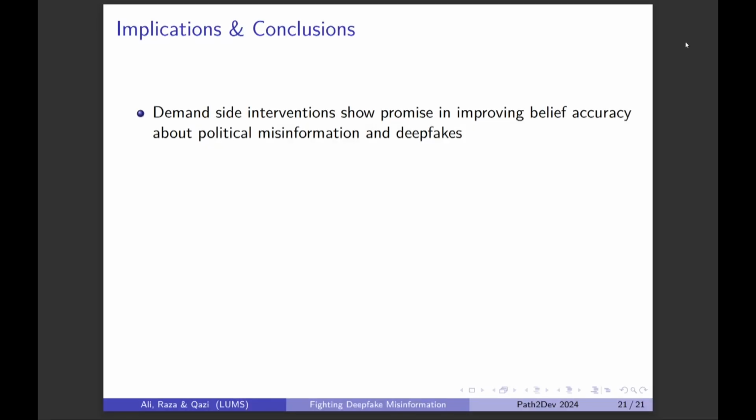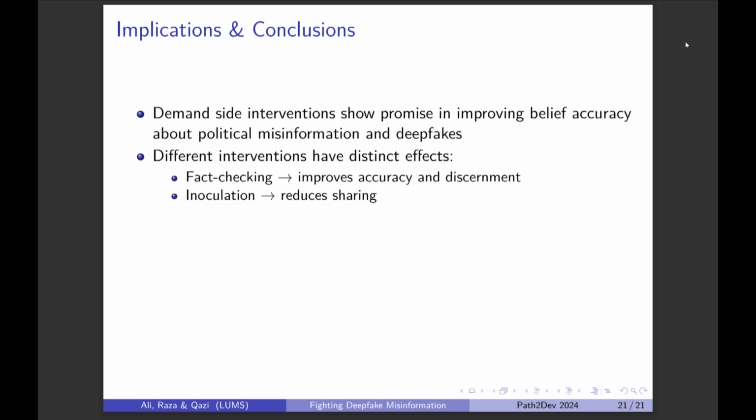Okay, so implications and conclusions. Key takeaways so far: we have tried 4 different demand-side interventions, and we find that these interventions show promise in improving belief accuracy about political misinformation as well as deepfakes. Different interventions have different effects. Fact-checking, or teaching people how to use fact-checking, improves accuracy and discernment, while inoculation reduces sharing.